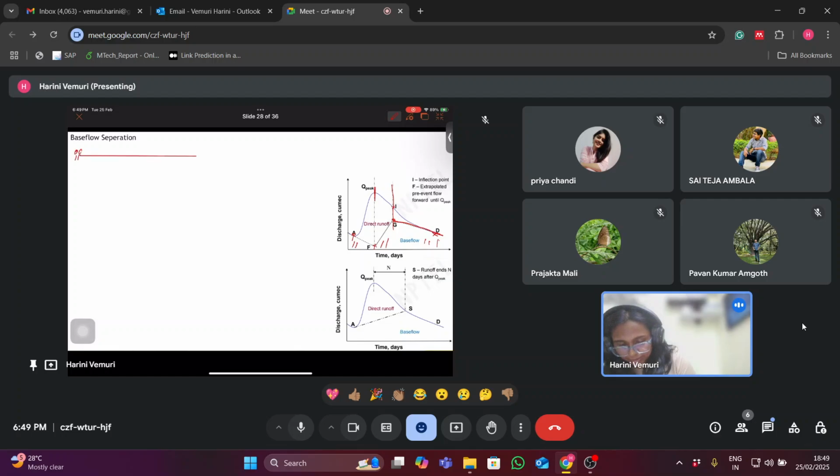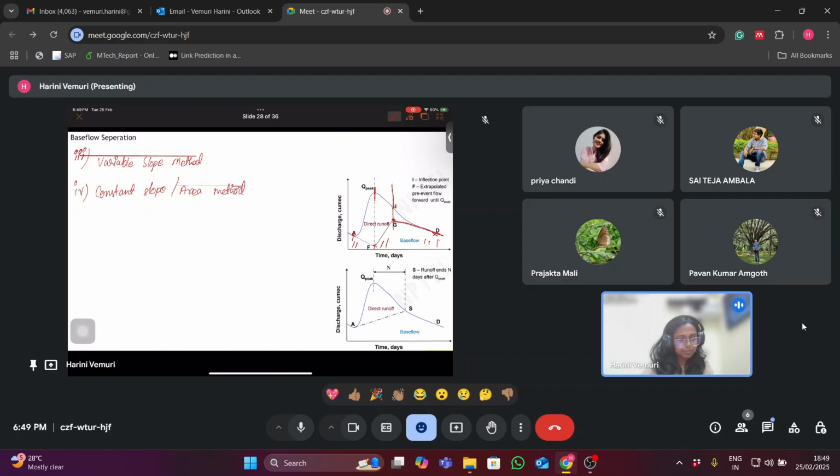So the third method is the variable slope method, and the fourth one is the constant slope or area method.